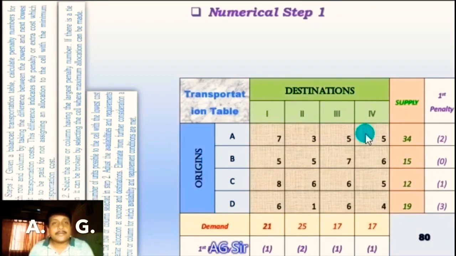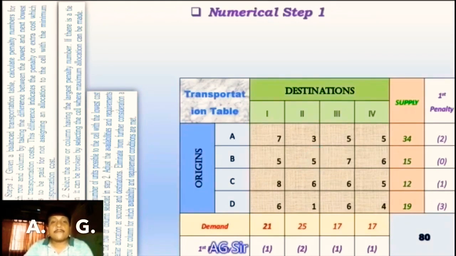What is the difference between the minimum cost and the next minimum cost? Clearly, the difference between 5 and 3 is 2. You call it your penalty. So, 2 is the penalty in the first row, that is the first origin, and you place the penalty on the right side in a separate column, and you usually put 2 within parentheses. In the second row, the minimum cost cell is 5 and the next minimum cost cell is also 5. You find that the difference between 5 and 5 is clearly 0. Therefore, 0 is the penalty along the second row.